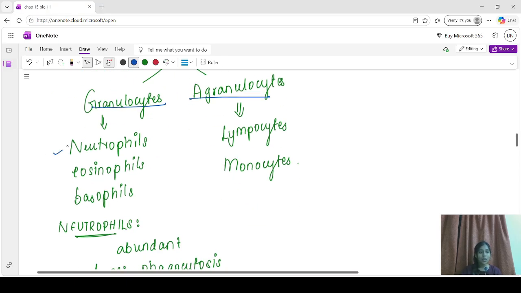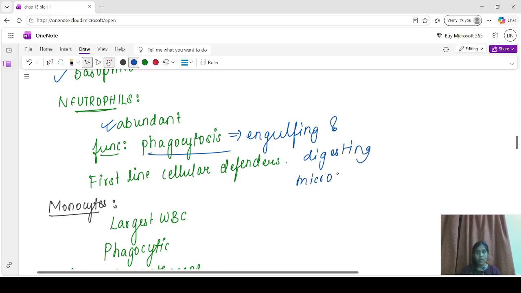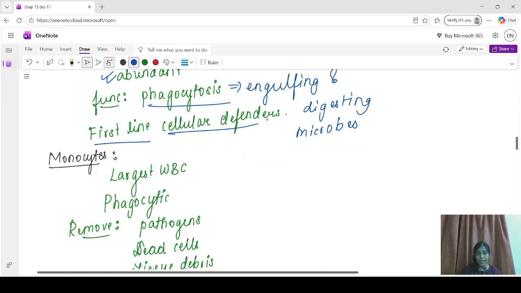What are the granulocytes? Neutrophils, eosinophils, basophils. And what are the agranulocytes? Lymphocytes and monocytes. So let's see what neutrophils are. Neutrophils are the most abundant WBC and their main function is phagocytosis. What is phagocytosis? It is engulfing and digesting the microbes. So neutrophils move towards the infection site. They literally swallow the bacteria, and act as the first cellular defenders.